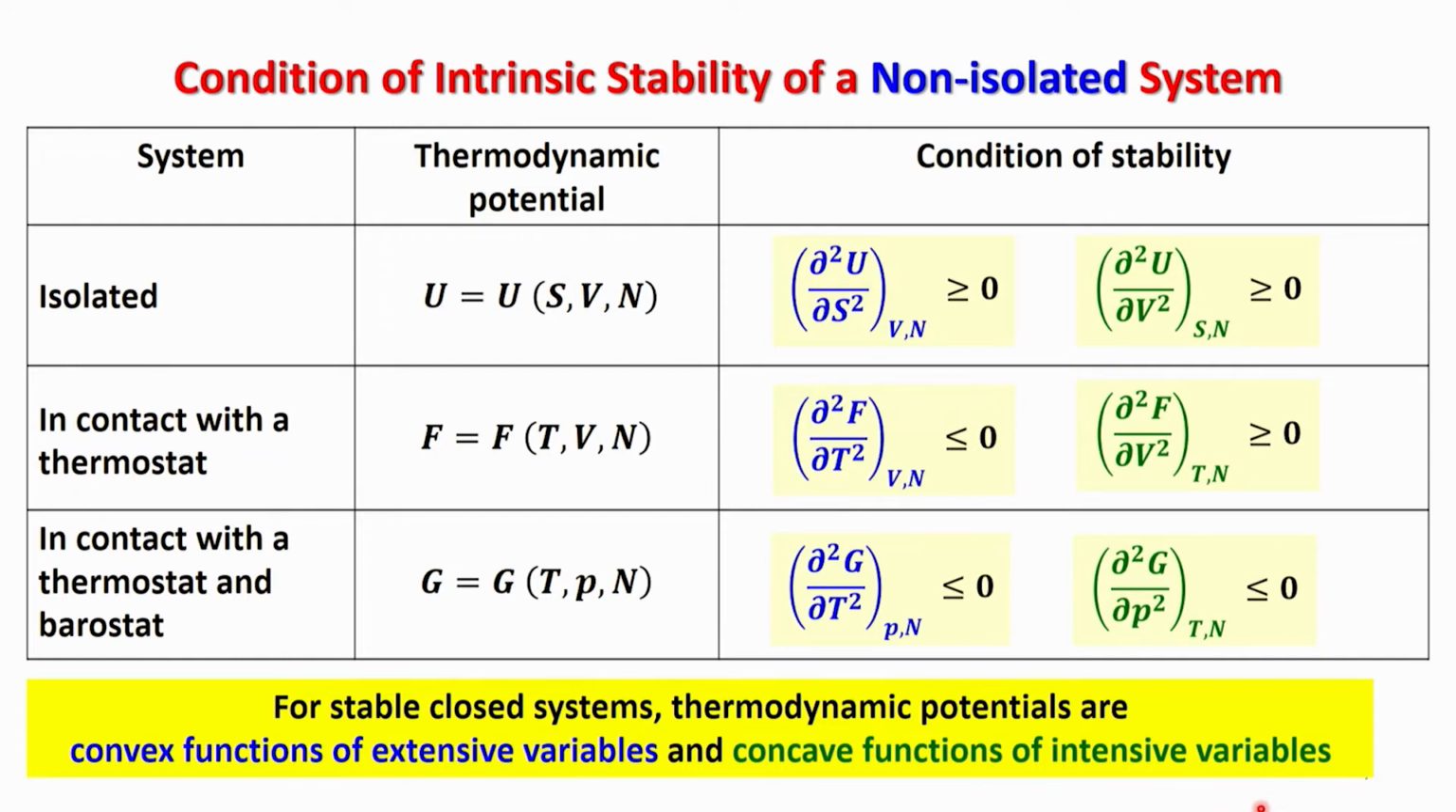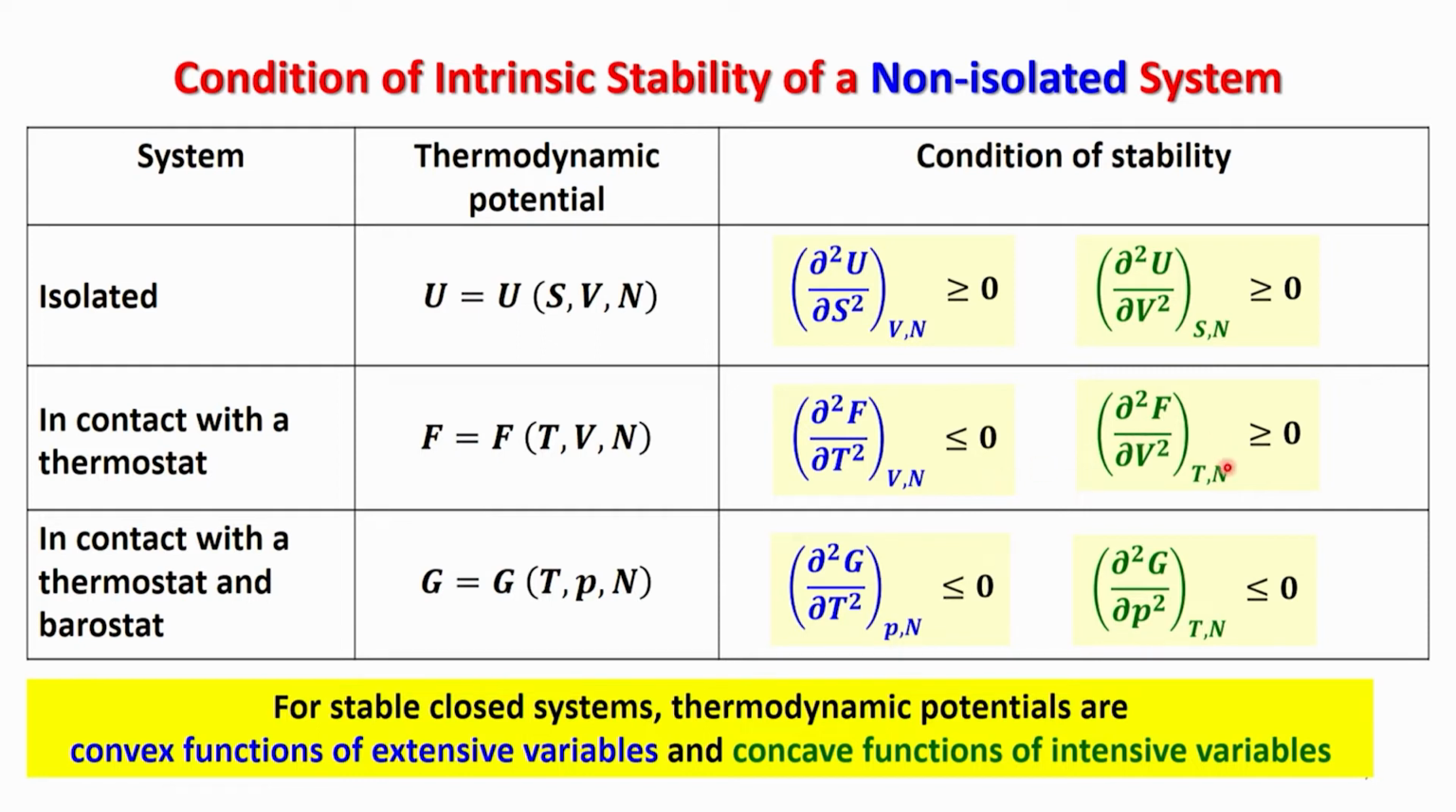So, once again, let us pick up the case of Helmholtz free energy. Here we are looking at the stability of the system by examining the behavior of Helmholtz free energy with respect to its intensive variable T. And I find that the system will be stable if F is a concave function of T, which is a result of the fact that ∂²F/∂T² must be less than or equal to 0 for a stable system.